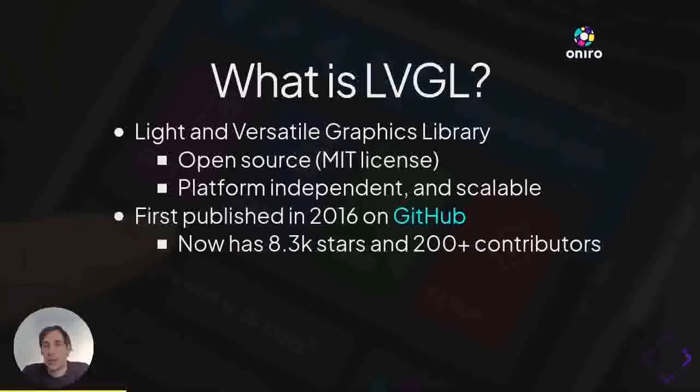LVGL was started as my hobby project more than 10 years ago. For a couple of years, I used it only for myself, but in 2016, I shared it on GitHub. It turned out that there was a great need for a library like this. Since then, LVGL got more than 8,000 stars and 200 contributors on GitHub. It's frequently among the most popular C repositories of GitHub and was adopted by many large and popular projects.